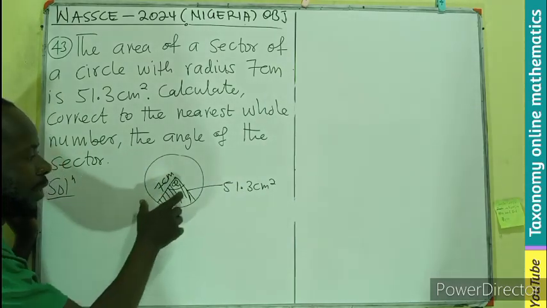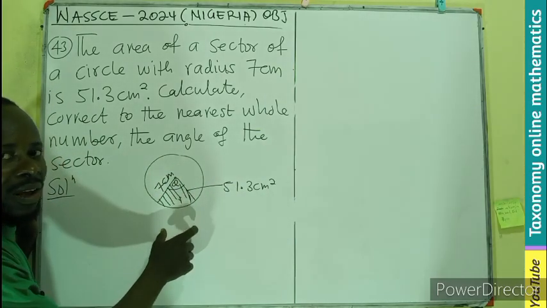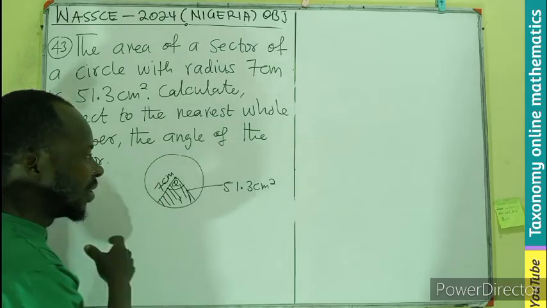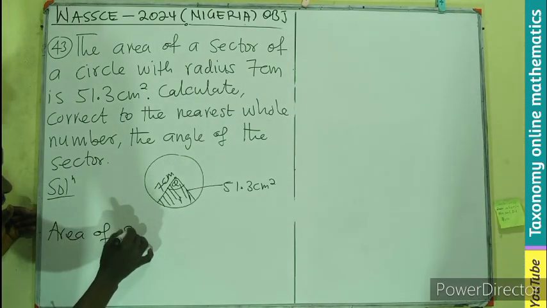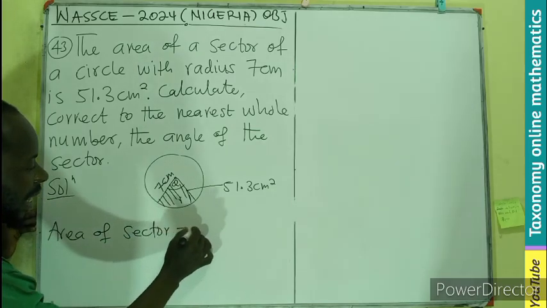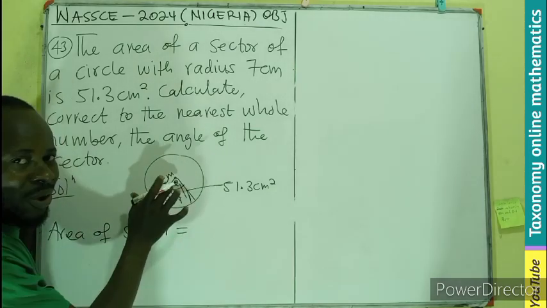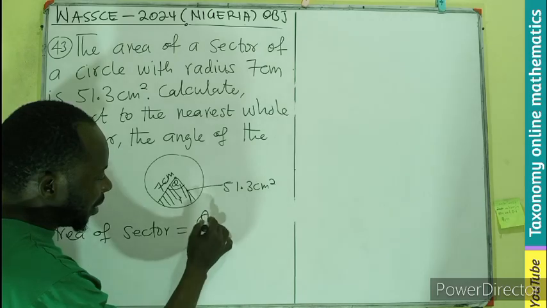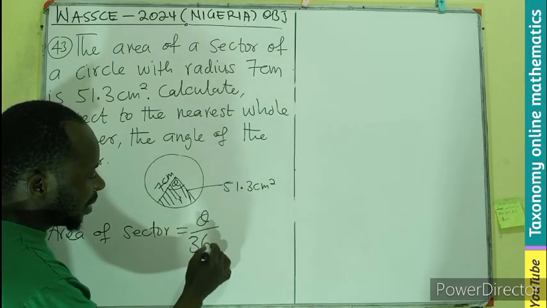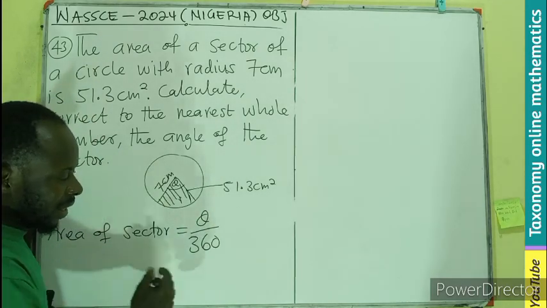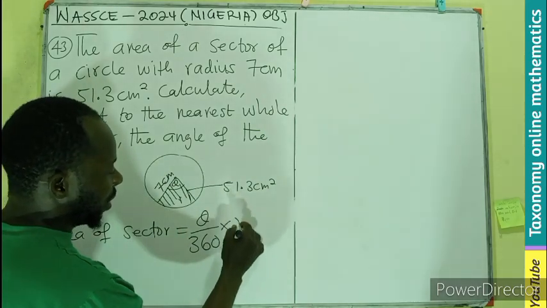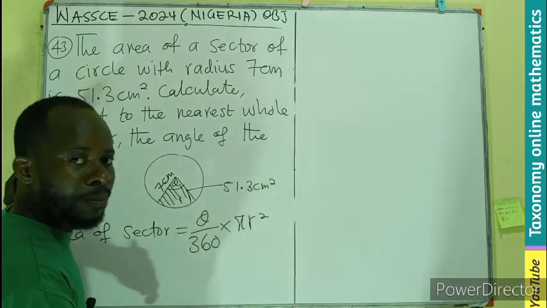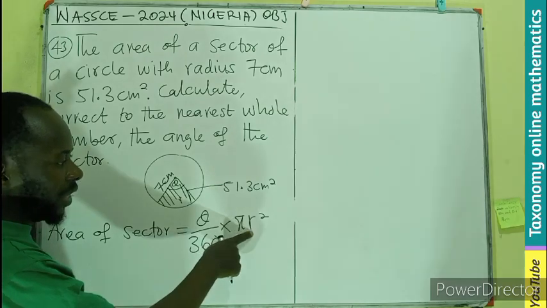So what do we need? We need to know what is the formula for the area of the sector of a circle. We know area of a sector of a circle is given by the angle subtended at the center divided by 360. It's a ratio of that times the area of the circle itself. So that is going to be pi r squared.